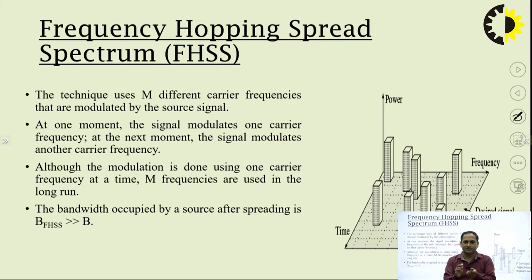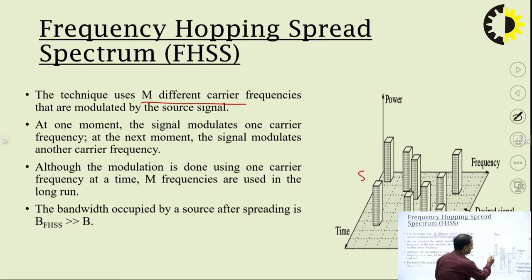In that, what is happening, we simply modulate the signal at different frequencies in a given time period. Okay, so in the previous case, when we were using the DSSS, we were using a single frequency to modulate the signal, but here in the frequency hopping spread spectrum, we take the signal and modulate it with different carrier frequencies. So these carrier frequencies will be M, right? So the complete wideband is divided into small chunks of subcarriers, for which we can modulate the signal.